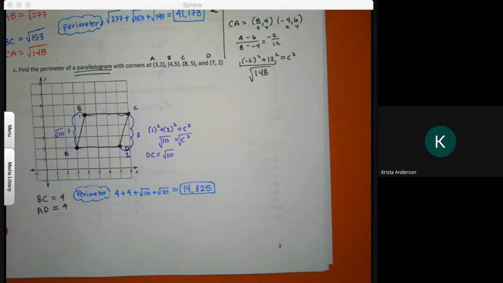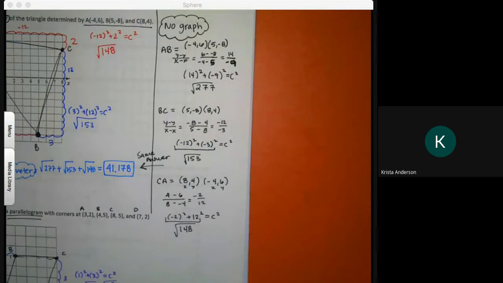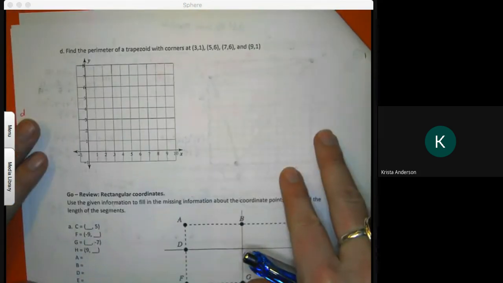Does anybody want me to do it the other way? If you want to, you may use the no graph method if you'd like. I'm not going to show it. Turn the page. We have the perimeter of a trapezoid.